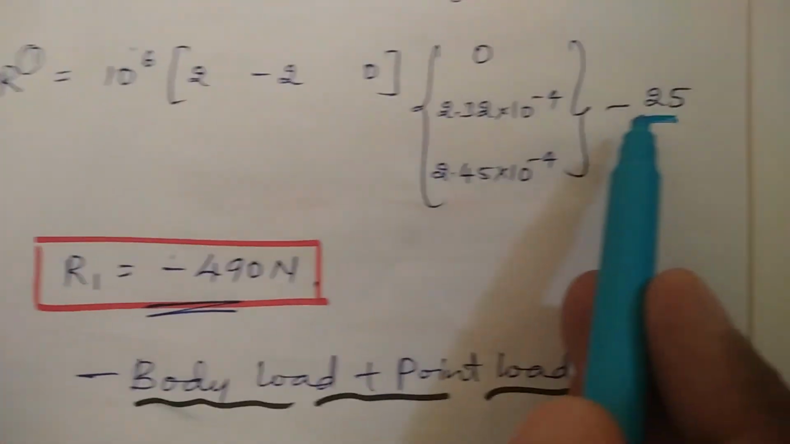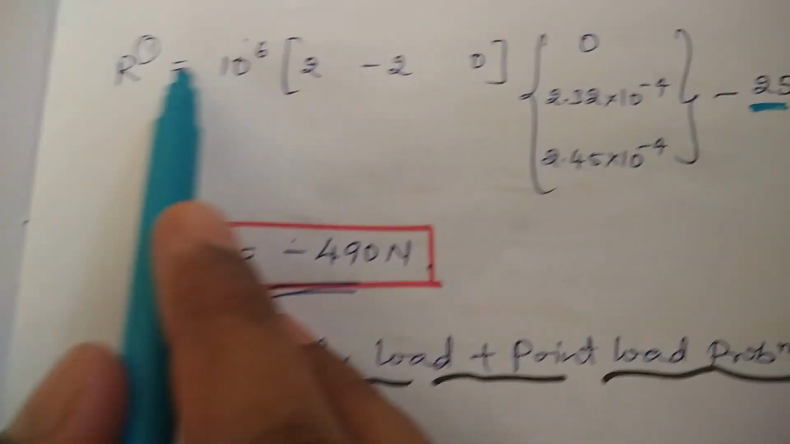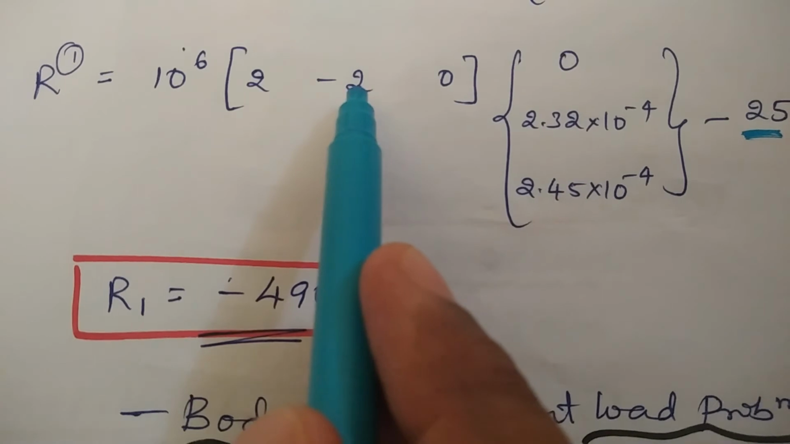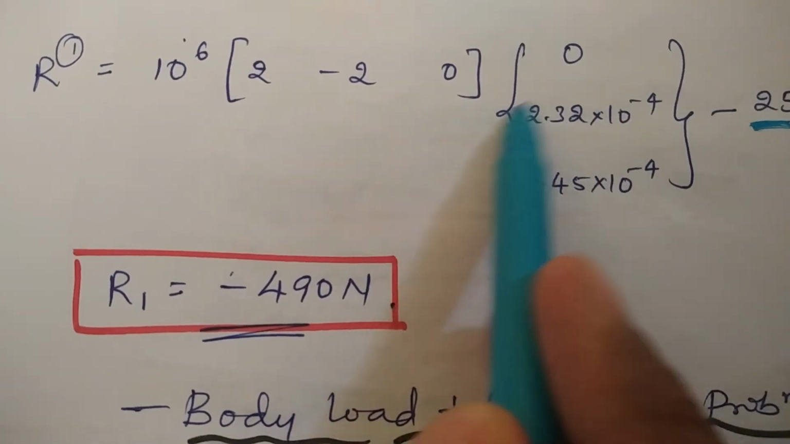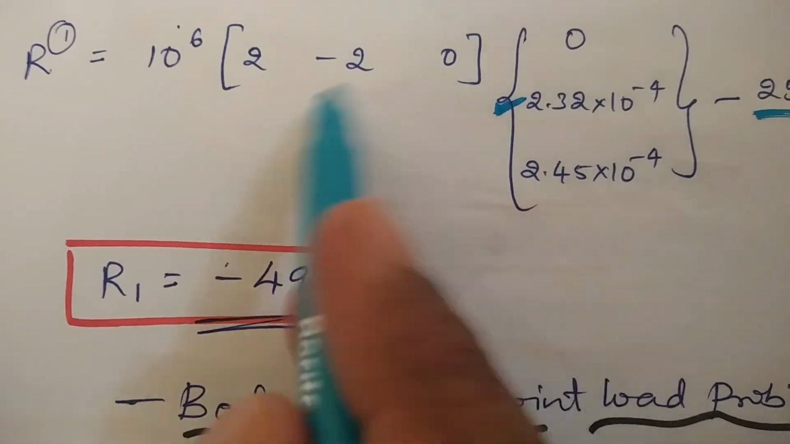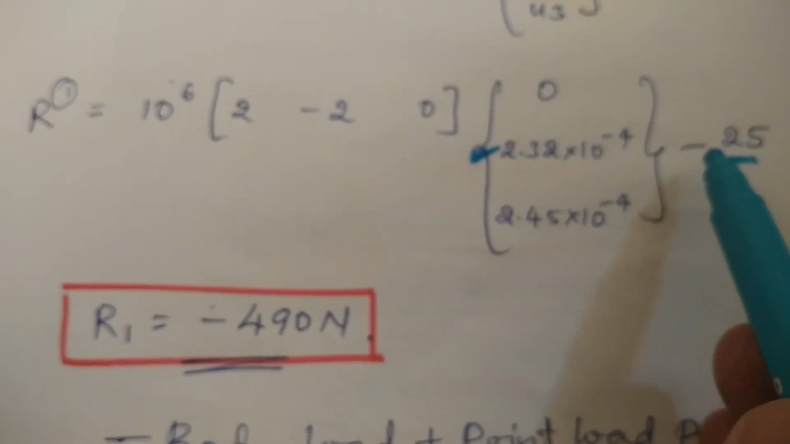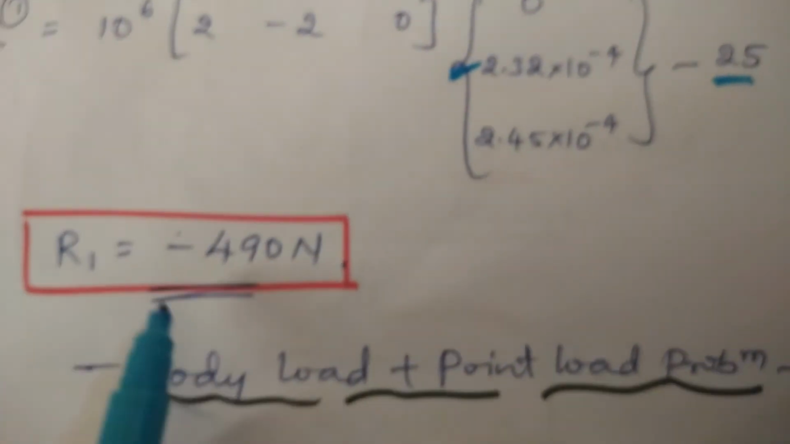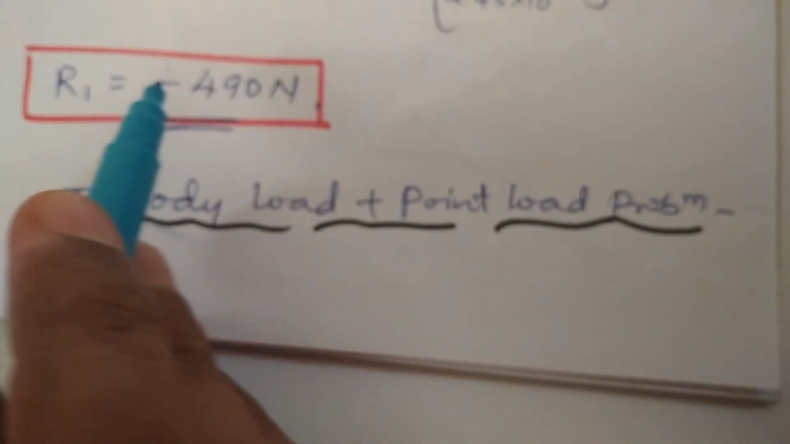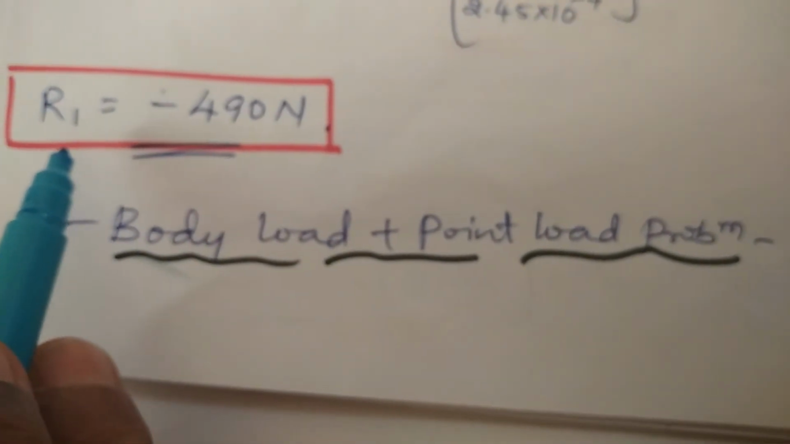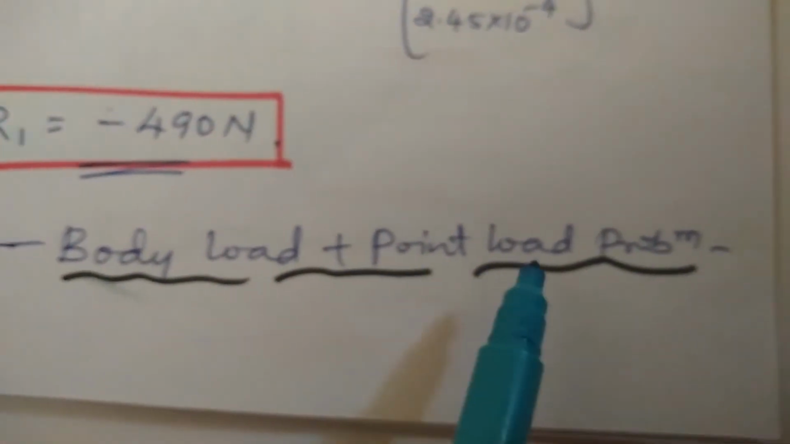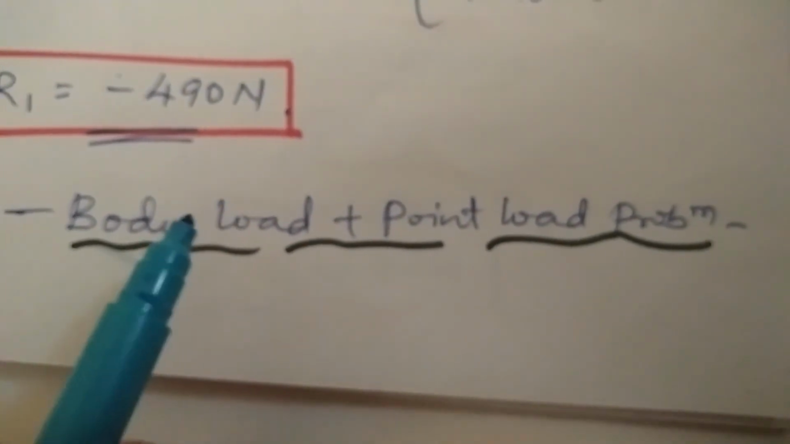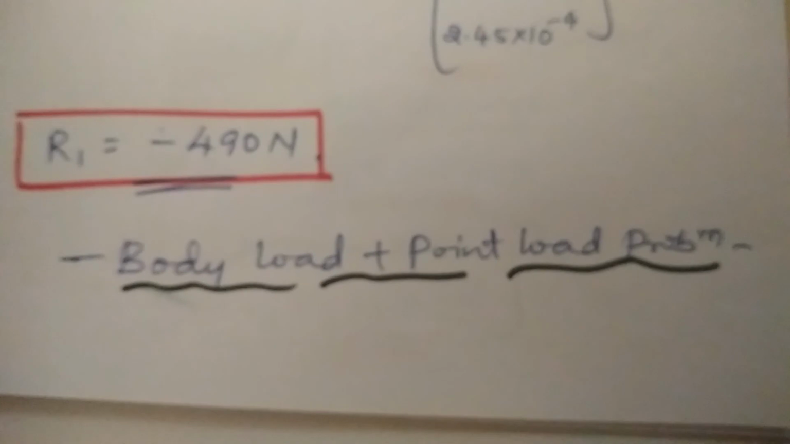So I am very focused on finding R1. I will get R1 by multiplying this matrix: 2 into 10 raised to 6 into 0, minus 2 into 10 raised to 6 into this value, minus 0 into 10 raised to 6, so obviously it will be 0, minus 25. Once you calculate this, you will get minus 490 newtons. Minus 490 newtons gives you the reaction at the support. So have a look into it. Body load plus point load problem. We call these types of problems body load plus point load problems. So that's very, very important. So thank you guys. I hope you could understand the problem.